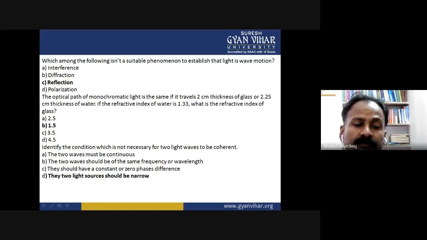So this is all about the wave nature of light, refraction, reflection, dispersion.